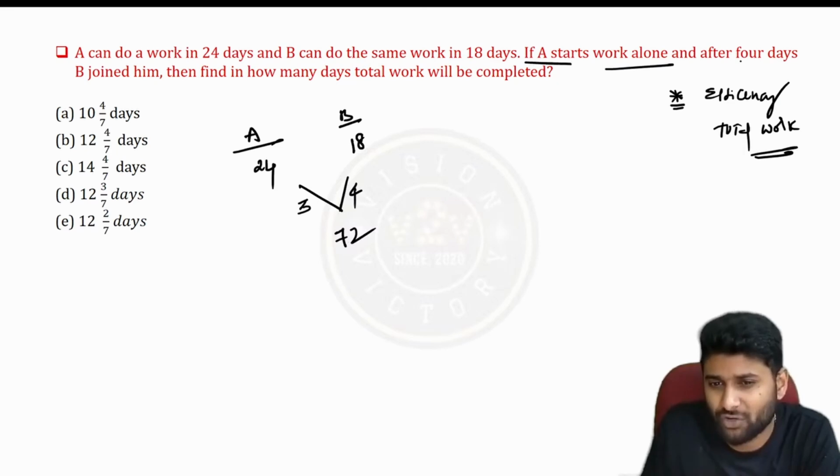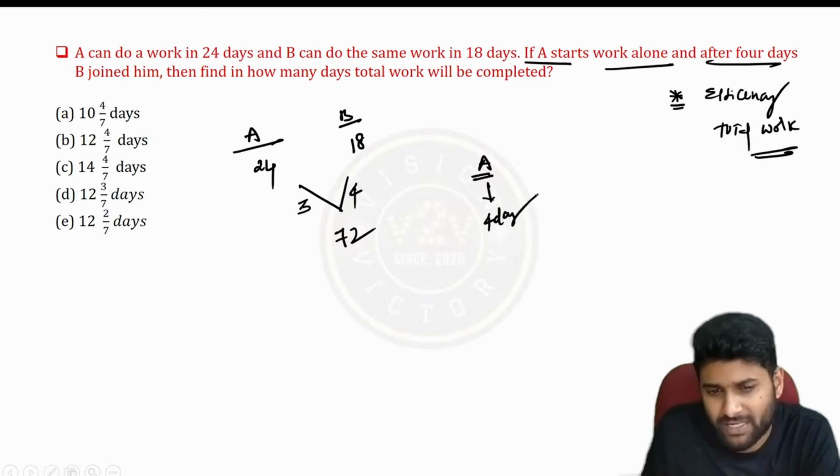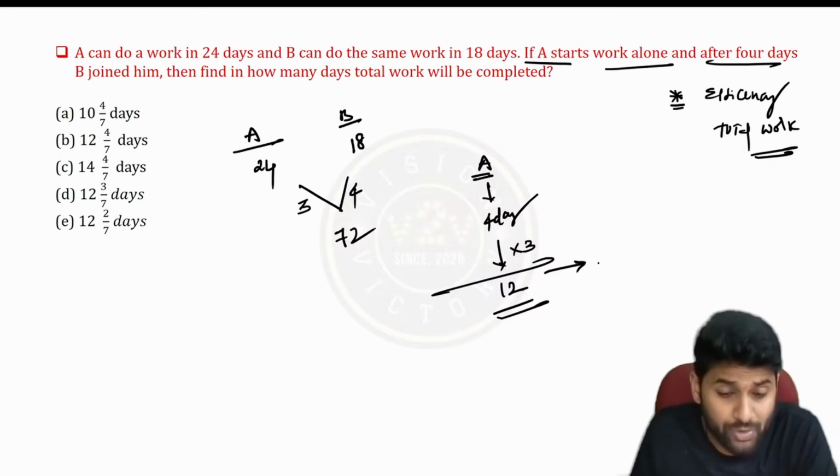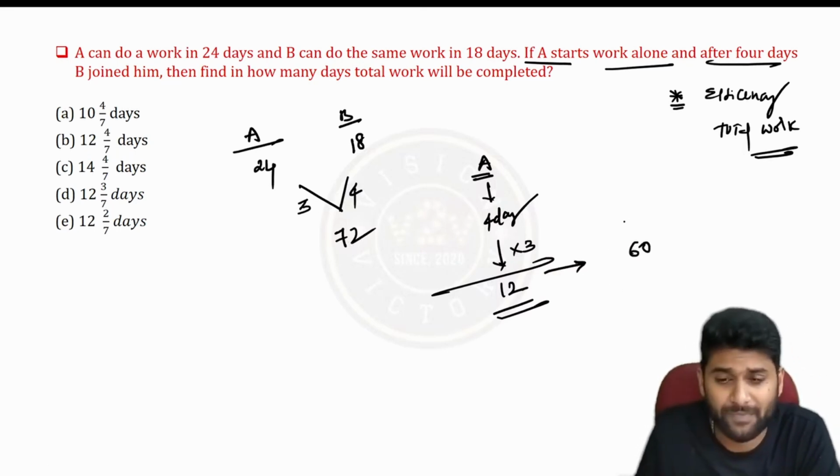Now if A starts the work alone. Initially A starts the work alone. After 4 days, A has already completed 4 days of work, and every day A completes 3 units. For 4 days, they already completed 12 units. Now after 4 days, how many units of work are left? Exactly 60. Now these 60 units are done by both A and B together.